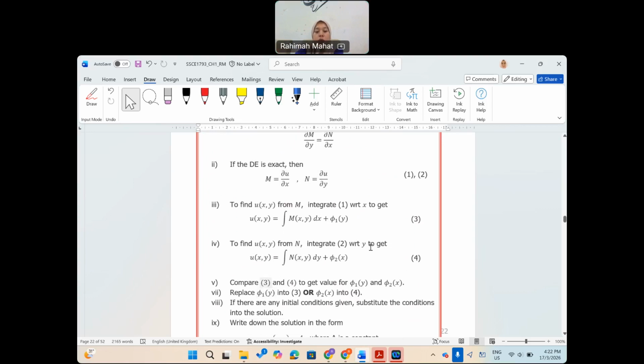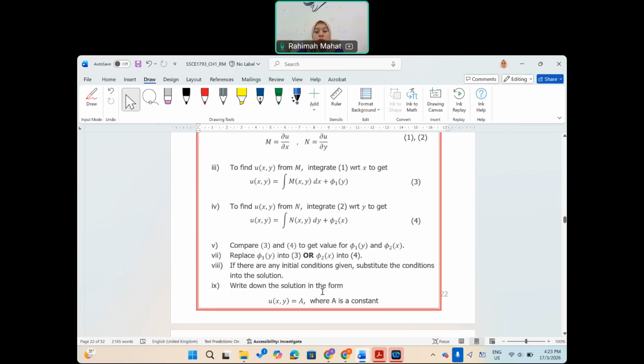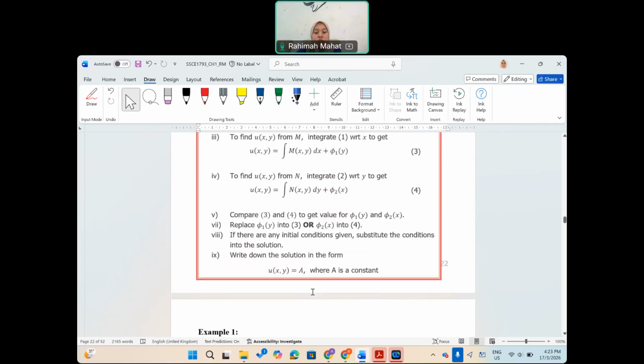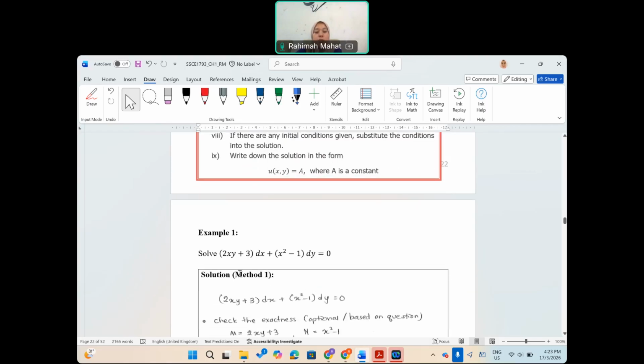Okay, and then after that, you compare equations 3 and 4 to get the values of phi 1 and phi 2. Replace phi 1 into 3 or phi 2 into 4. Okay, and then after that, similar to the previous method, if there is any initial condition given, you can substitute to get the solution. Okay, these are the example 1.